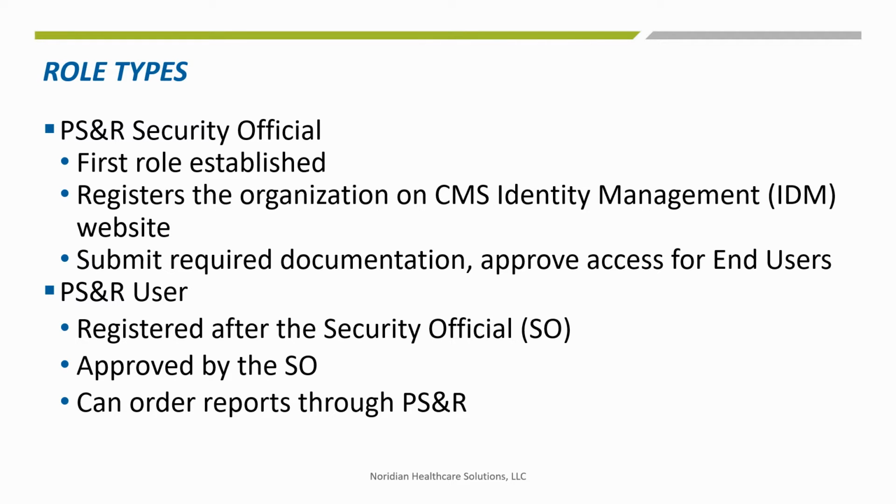After an SO has been registered, your organization can register PS&R users. Once a PS&R user completes the registration process and requests access, they must receive approval from the organization's SO. After receiving approval, a PS&R user has access to PS&R and is able to order reports.